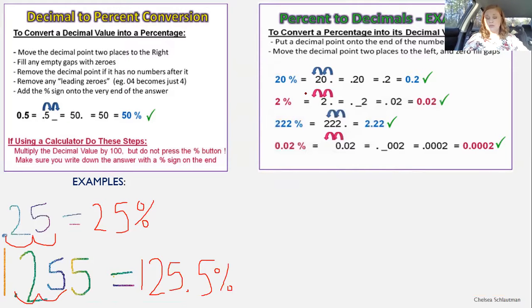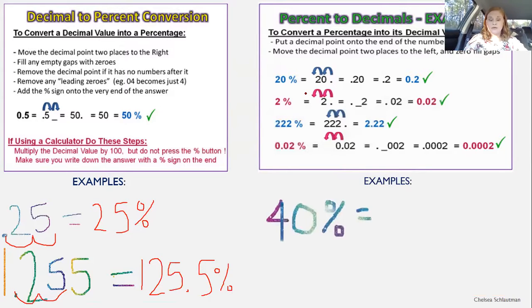And then I'll let you look at the rest of those examples if you'd like, but I have a few here of my own. So first we have 40%. Again, we're going to have to put a decimal here because we do not have one, and we're going to shift 2 spaces to the left. So our new answer would be 0.40.